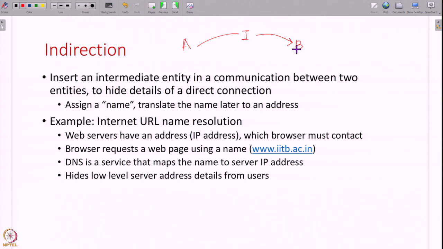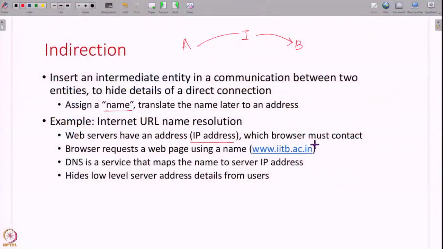For example, one popular example is you assign a name and then resolve the name to an address. So again, let us come back to the internet example. We have seen that every machine has an IP address, but this is a large number and remembering this number is a little cumbersome. If you want to access some content from NPTEL, you have to talk to NPTEL's web server, you have to know the address of that web server, which is difficult to remember. So what people remember is the name of the web server.